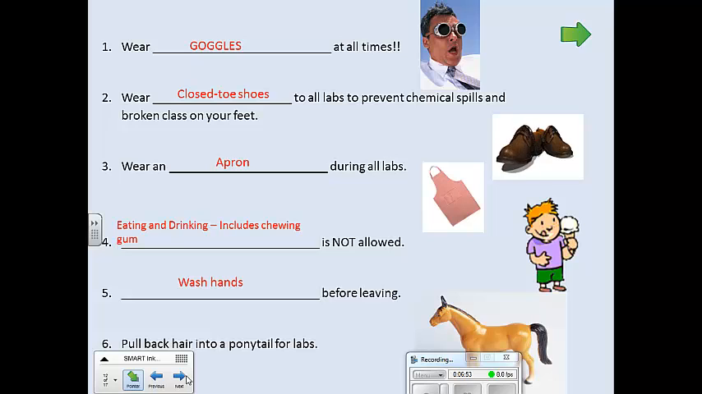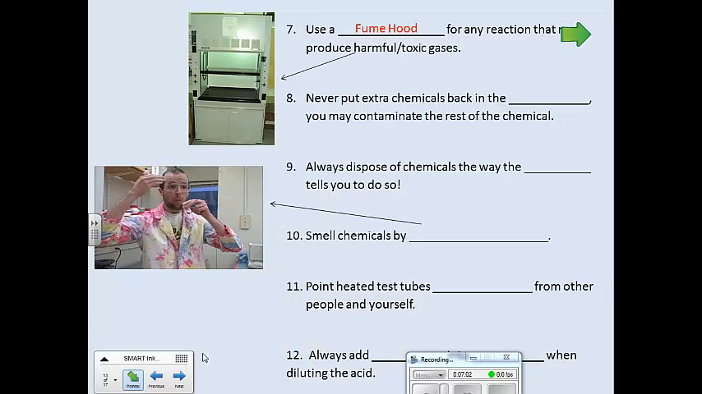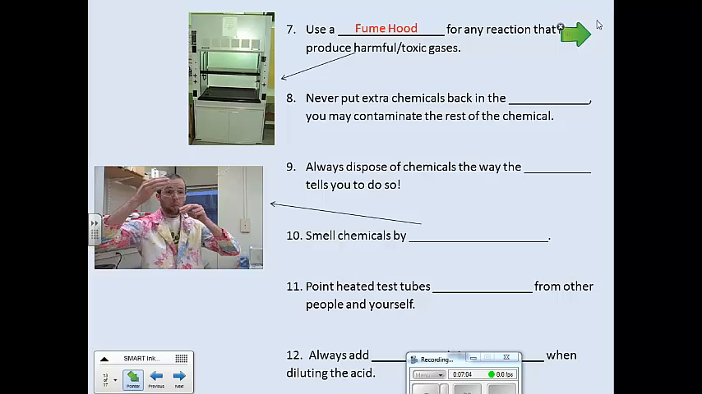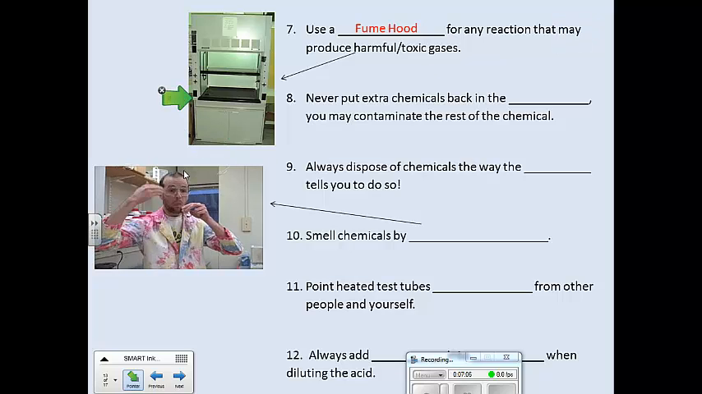That's to keep it from getting into the chemicals themselves. And also for working with fire, we really don't want your hair to catch on fire. For anything that produces a toxic gas, that's the fume hood, right over here. You should have one in the back of your lab.